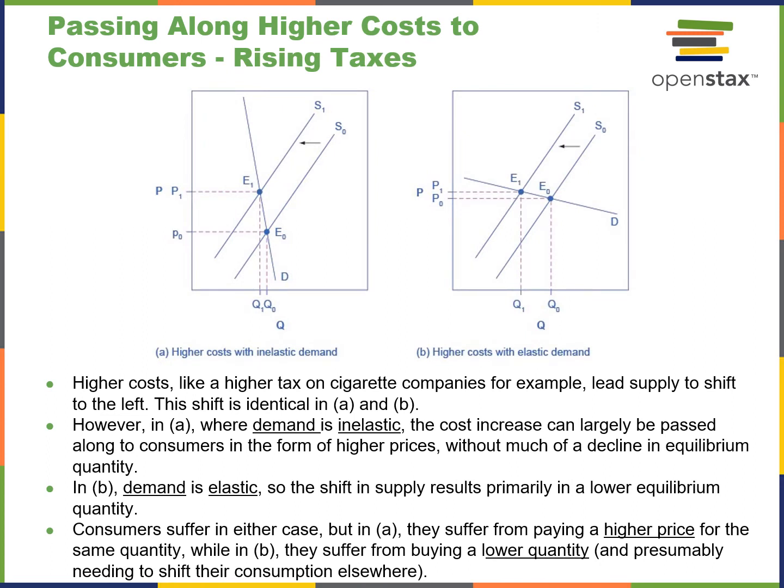Okay, this is an illustration of passing along higher costs to consumers. They're going to use rising taxes. This is something that happens quite frequently. In this case, a higher tax, let's say on cigarette companies, for example, will lead to a supply shift to the left. So if we take a look at S0, it moves over to S1 to the left.